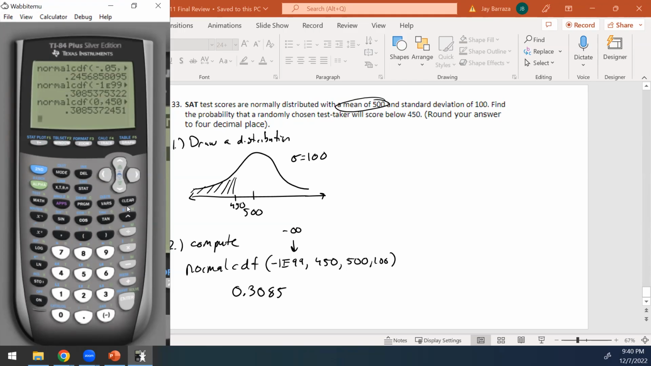Well, okay, so think about it this way. What is the probability of you getting below a 0? 0, so you're just adding a bunch of zeros. So it doesn't make a difference at that point.